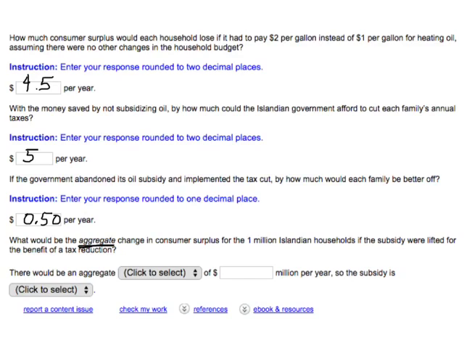What would be the aggregate change? There's several options. There would be an aggregate gain of $0.5 million per year. So the subsidy is inefficient, because getting rid of it increases welfare. That means we can conclude it's inefficient. So that's what those two problems should look like.